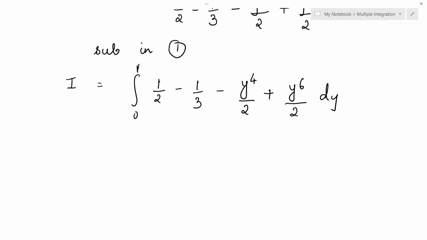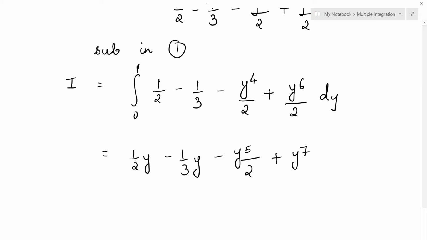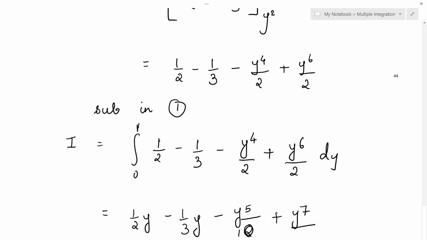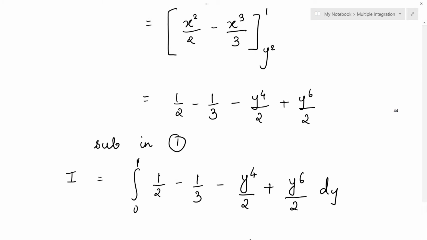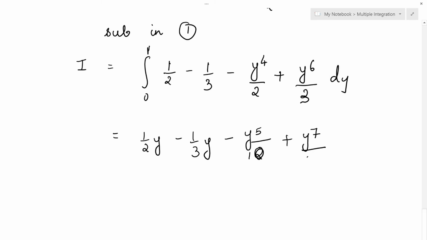Okay, so let us integrate this. The limits of integration are 0 to 1. So that will be 1 upon 2 y minus 1 upon 3 y minus y raised to 5 by 10 plus y raised to 7 upon 21. So the limits of integration are 0 to 1, right?